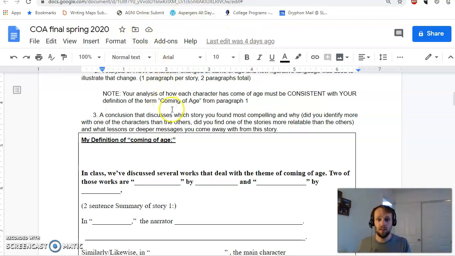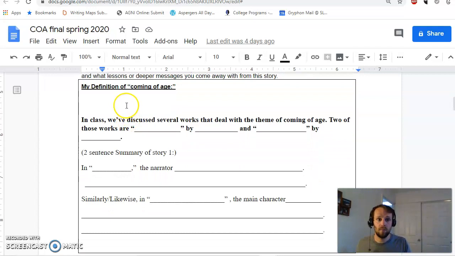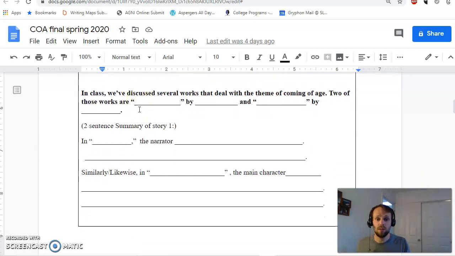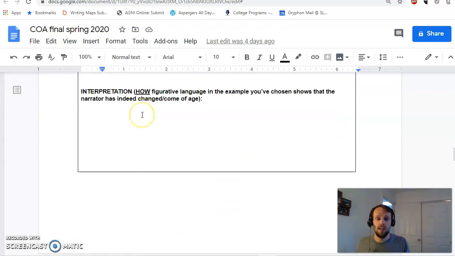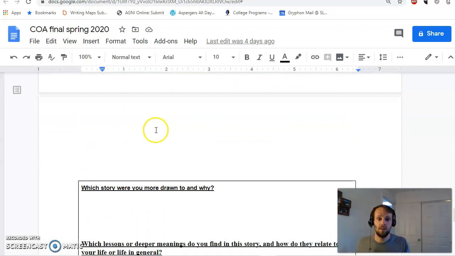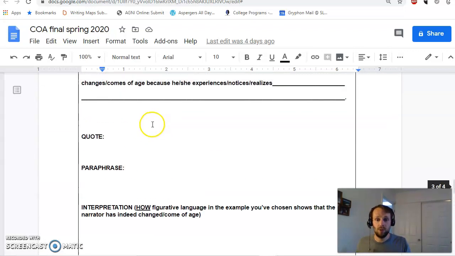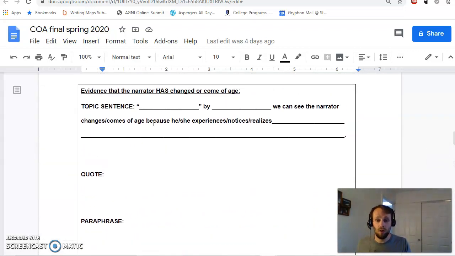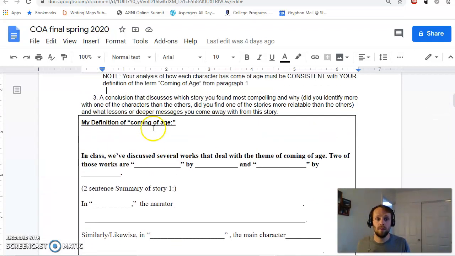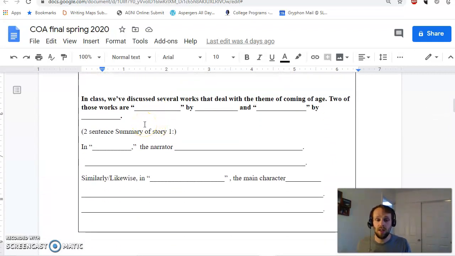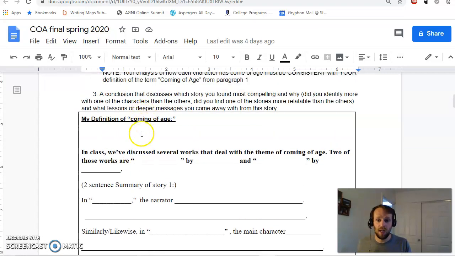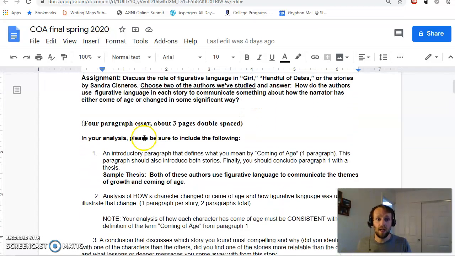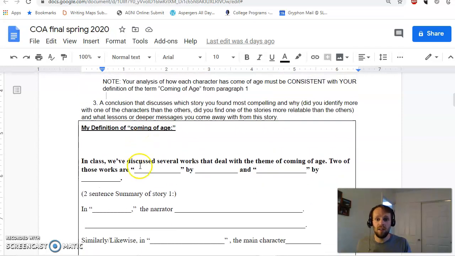The rest of this document, which again you should be able to find in Blackboard, is an outline. So you'll notice that each section is based on one paragraph. So if you are diligent and thorough in filling in this outline, you'll have a much easier time writing your paper. And if you look at the assignment up here and you look at the breakdown over here, everything in this outline corresponds to the assignment and the breakdown.